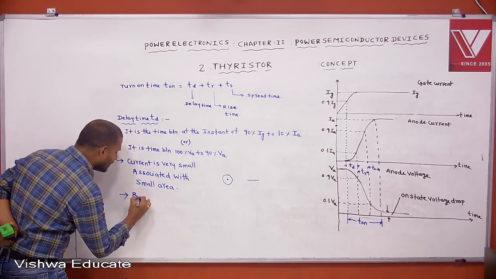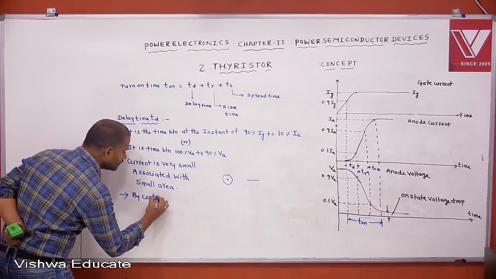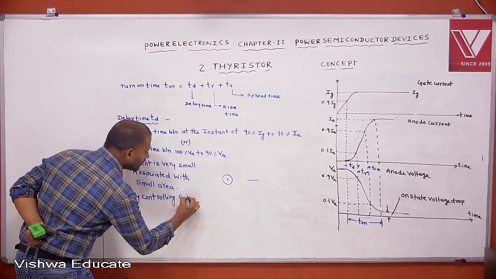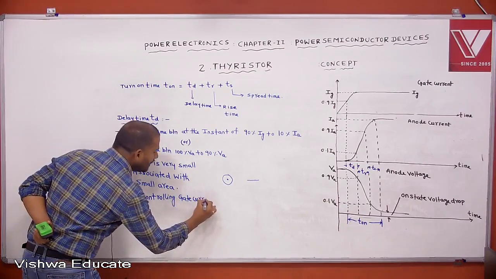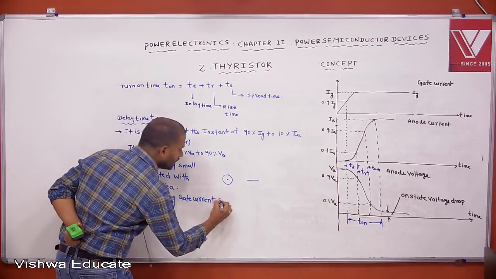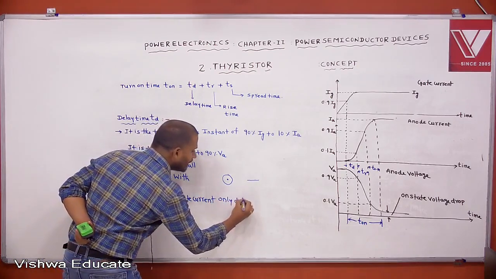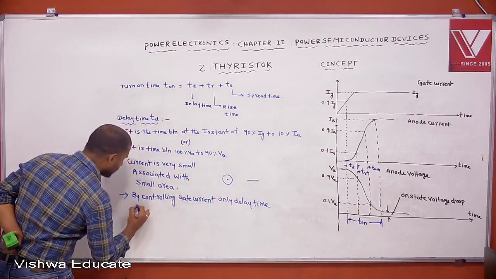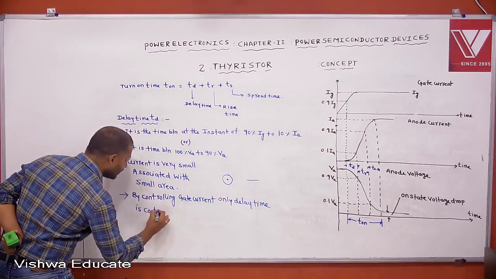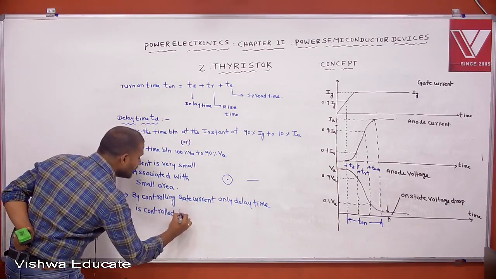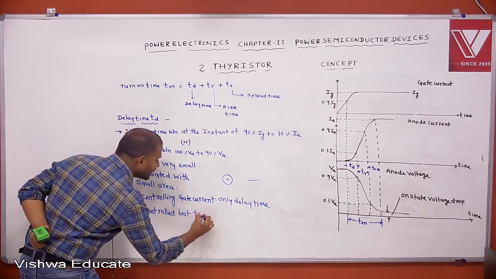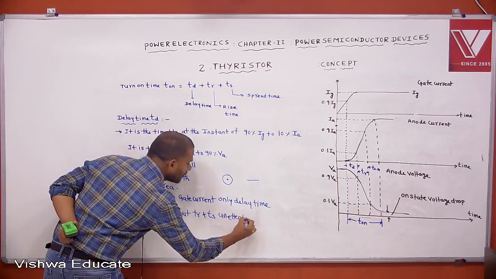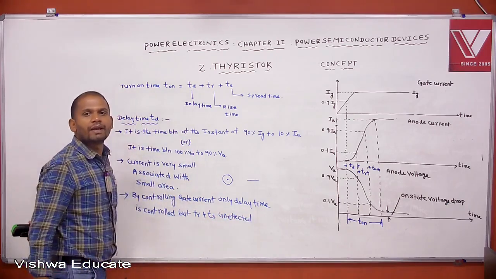By controlling gate current, only delay time is controlled. But TR and TS are unaffected.